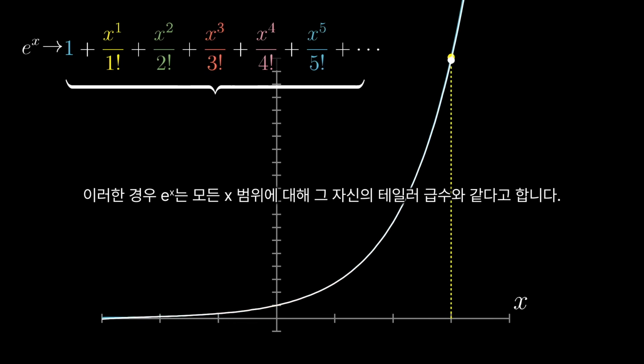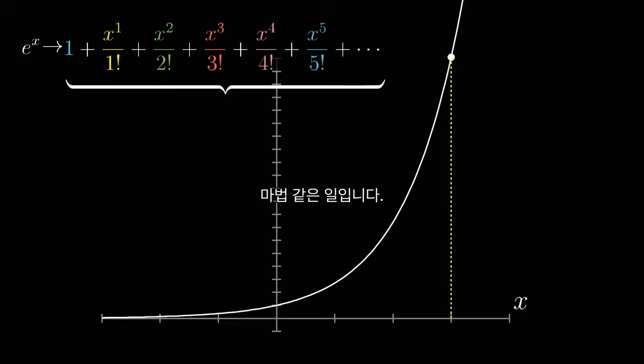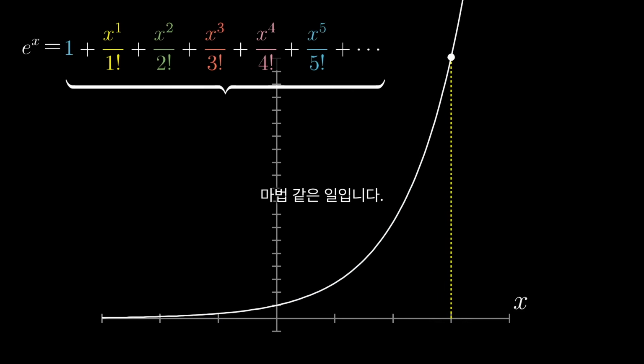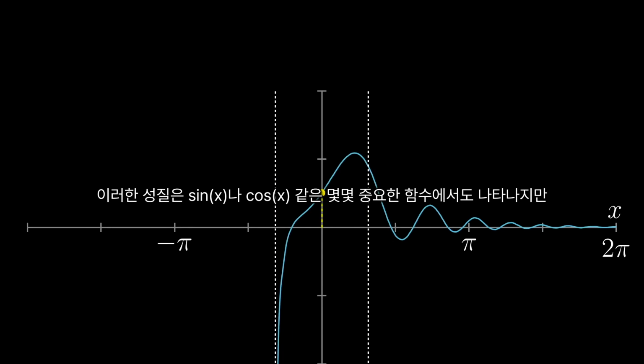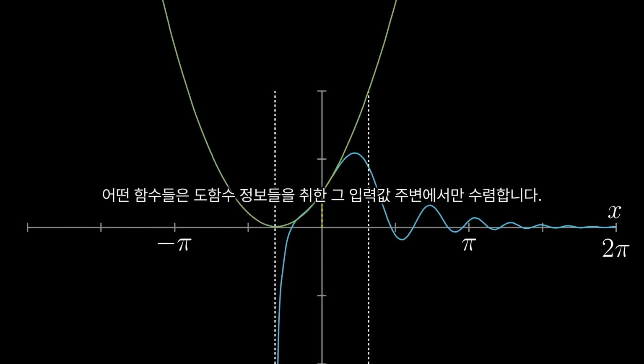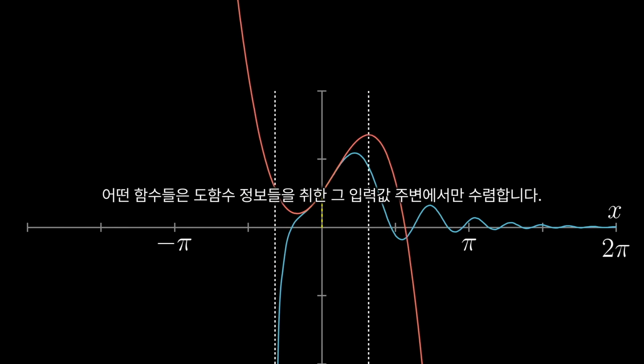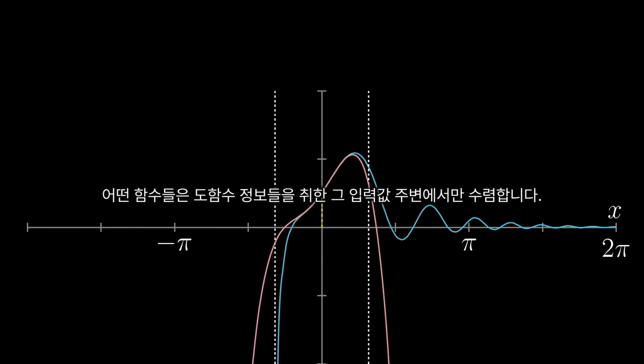In a case like this, we say that e to the x equals its own Taylor series at all inputs x, which is kind of a magical thing to have happen. And even though this is also true for a couple other important functions, things like sine and cosine, sometimes these series only converge within a certain range around the input whose derivative information you're using.